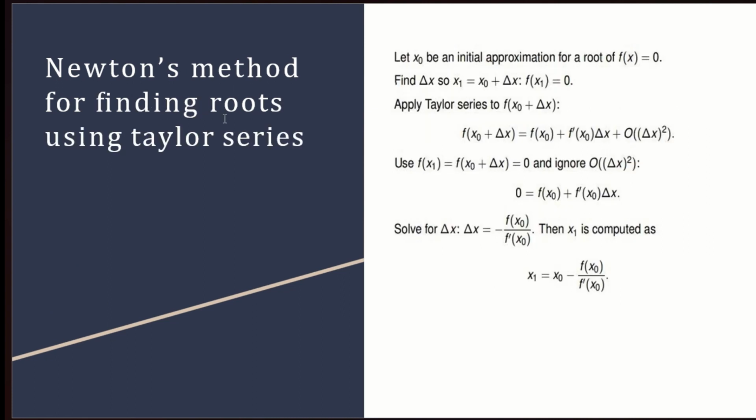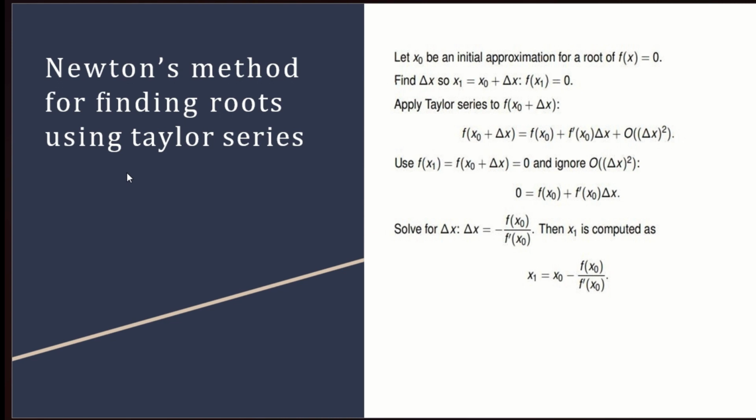Now Newton's method for finding the roots using the Taylor series. Let's assume some x naught is an initial approximate root of the function f of x equal to 0. Now to get x1, let it be the next root of the function. x1 would be x naught plus del x, so f of x1 is equal to 0. By applying the Taylor series, we can write f of x naught plus del x is equal to f of x naught plus f dash of x naught del x plus O of del x power 2.